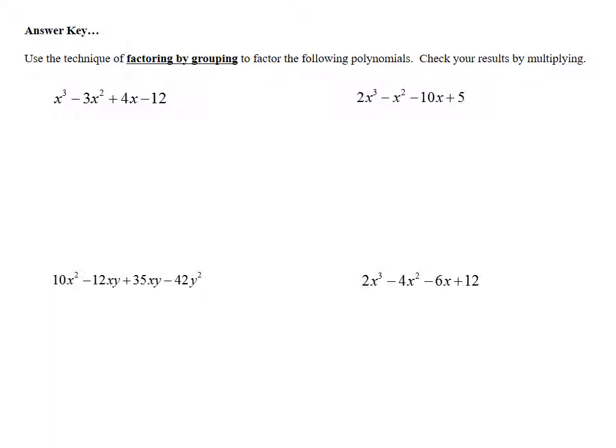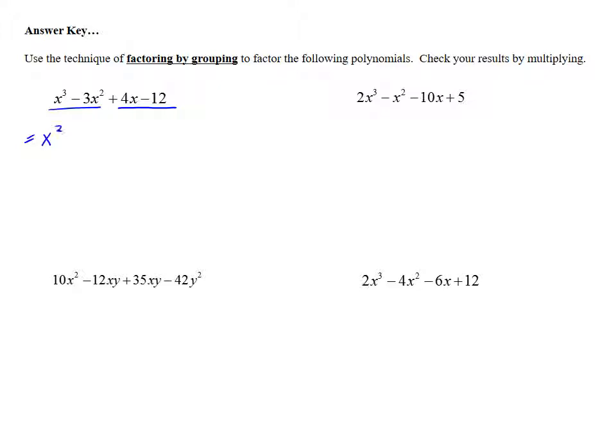Hopefully you've tried these yourself. I'll run through the answers to these through the steps. Here we have in each of these examples 4 terms, polynomials with 4 terms. So we're going to group the first 2 terms and the last 2 terms and factor whatever is common there. In my first example, I have x cubed minus 3x squared in the first 2 terms.